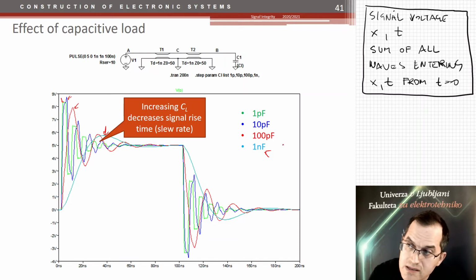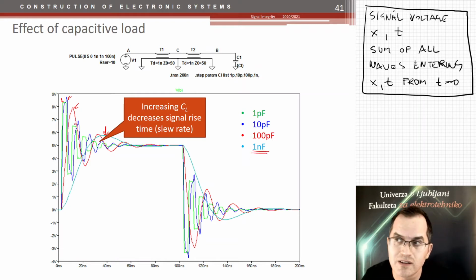The problem is that 1 nanofarad is quite a lot to put on your transmission line. And of course, because of that, you also see that now these rise times are so slow, you cannot transfer fast signals anymore. So this is only a solution if you have a slow signal with very fast rise times, which are not needed in that case. Then you can slow them down by adding a capacitor, but much better also adding a resistor.